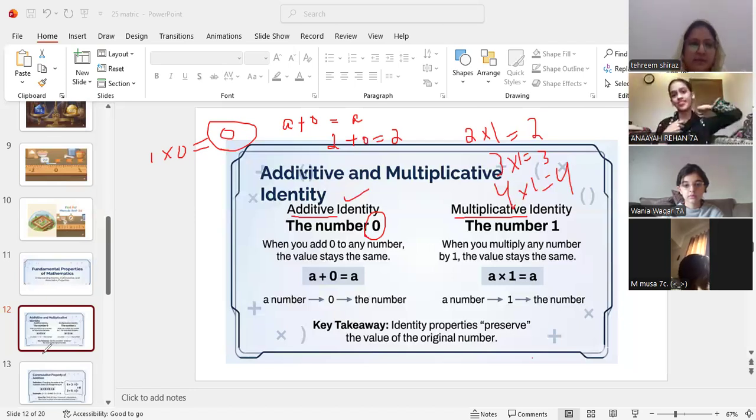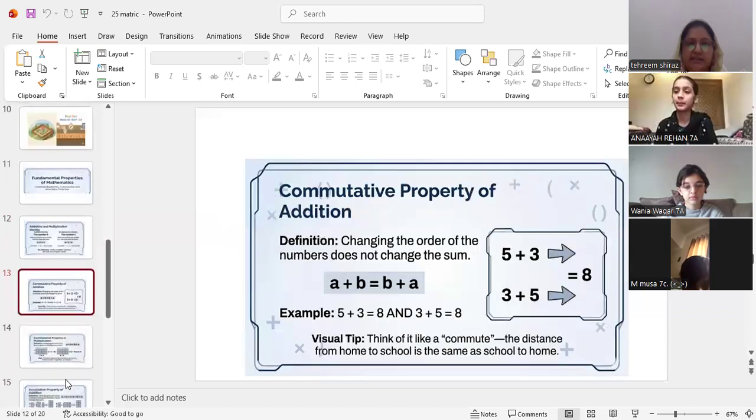Okay, nice. Coming towards the next thing, that is actually the second property, which is commutative property of addition. Then I will say commutative property of multiplication. Now, just listen to me very carefully. What if I say that it will take 10 minutes to reach from home to my school? Then how much time will it take from school to home back?